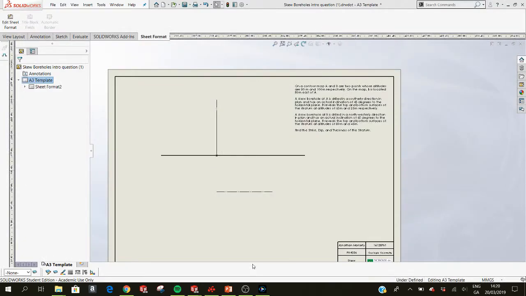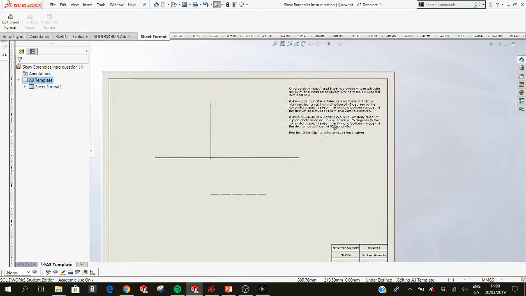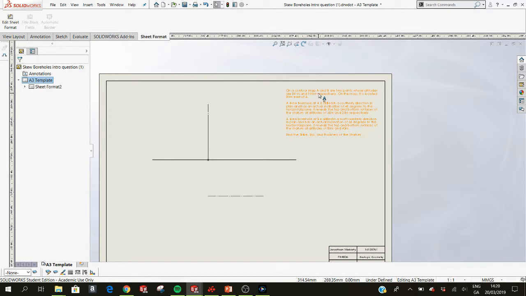Hi, today we're going to be looking at some Skew boreholes, and this question is just an introductory question to the topic. It's actually the first question in David Anderson's book. So if we look here, we have a contour map. A and B are points whose altitudes are 80 meters and 100 meters.